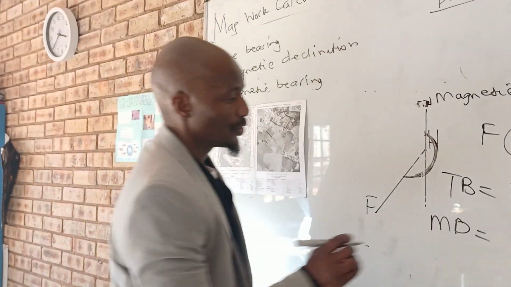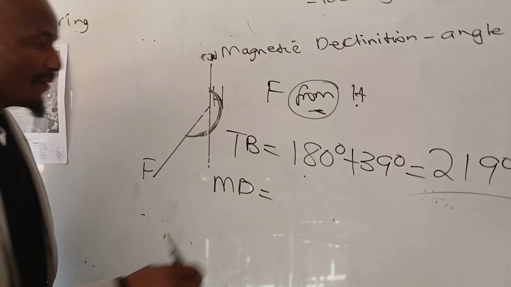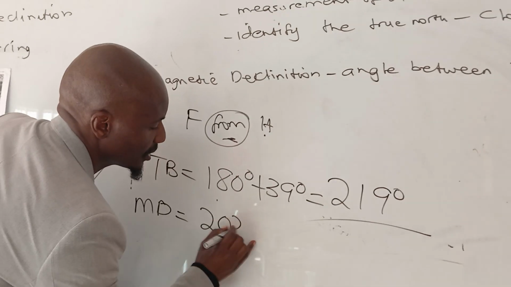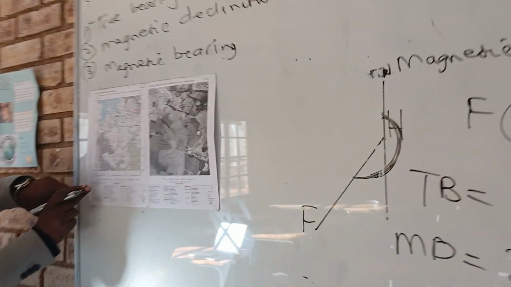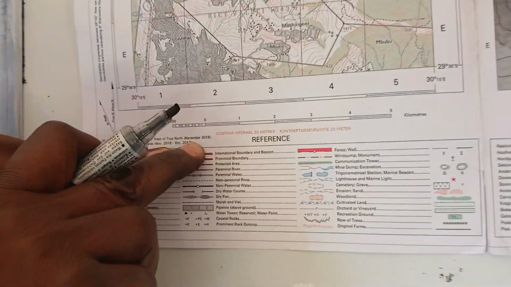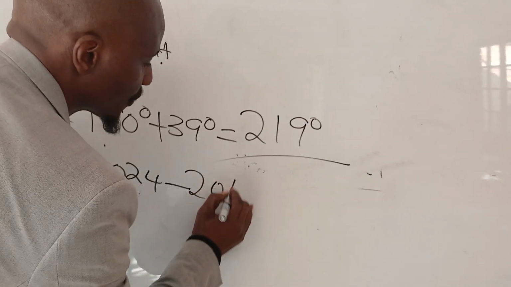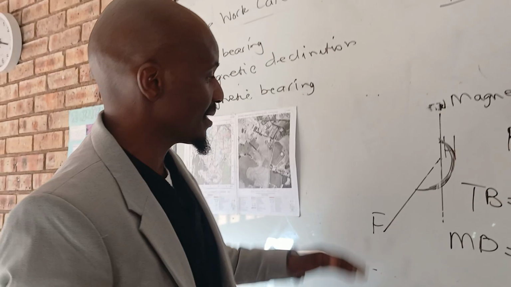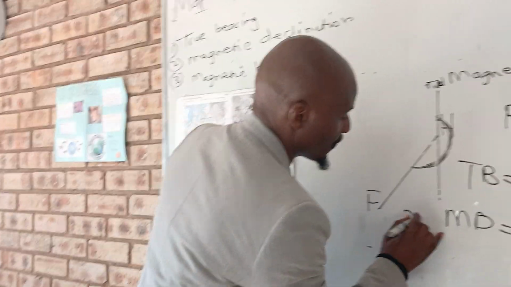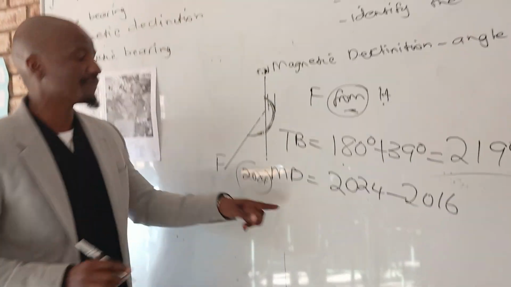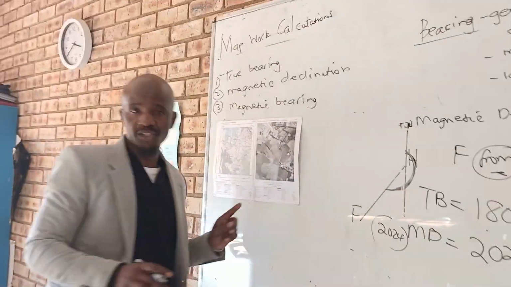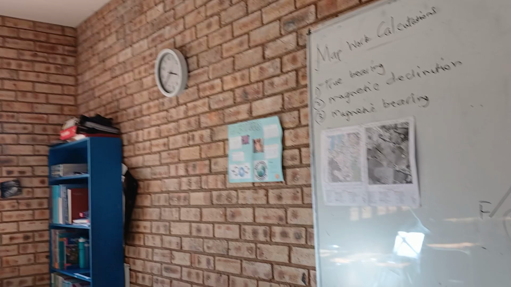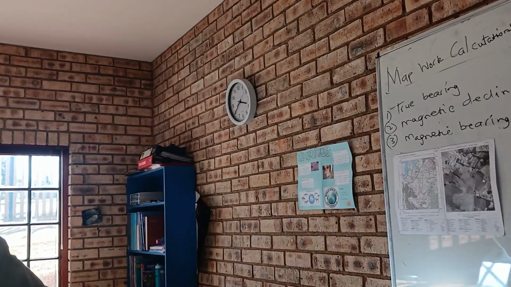For example, you say we are in 2024. It becomes 2024 minus what year is shown on your map? Magnetic declination: you can see here is November 2016. That's the one that you take, which is 2016. So the first thing that you do when calculating the magnetic declination for 2024 is find the difference in years, which is 2024, the current year, minus what is shown on your map, which is 2016.